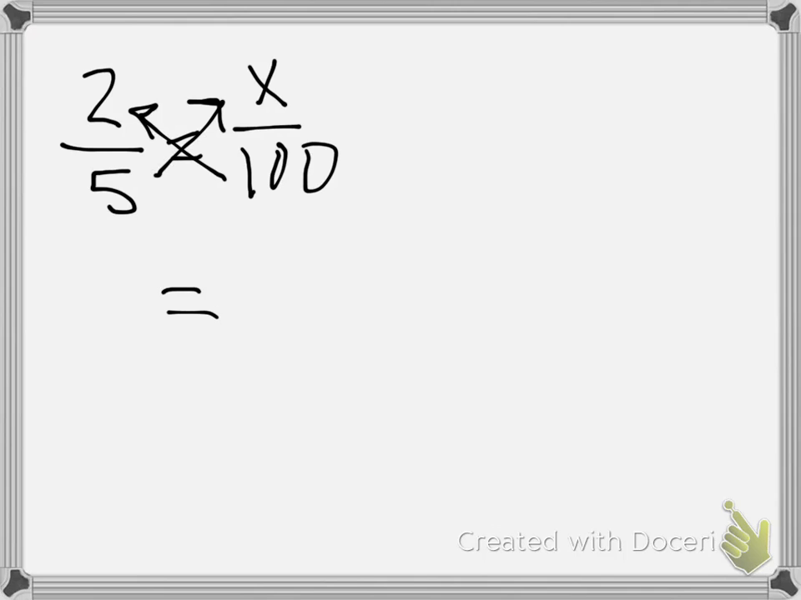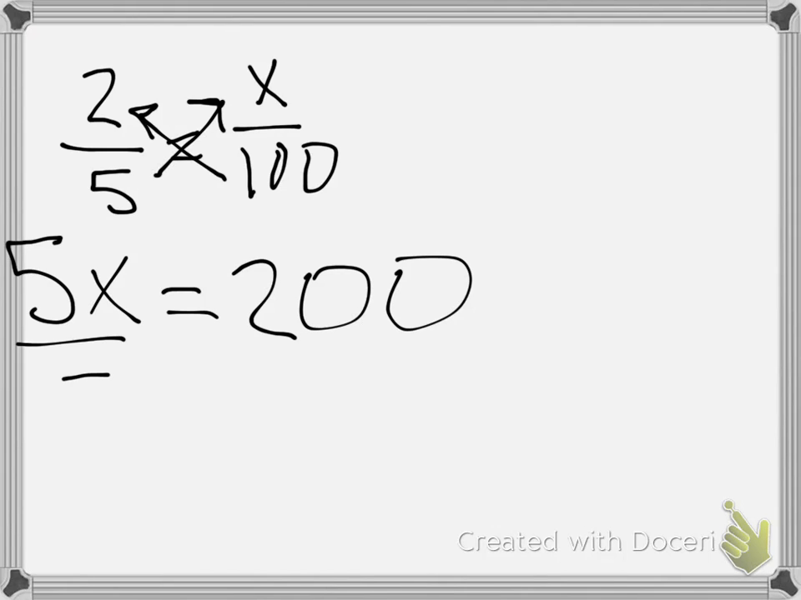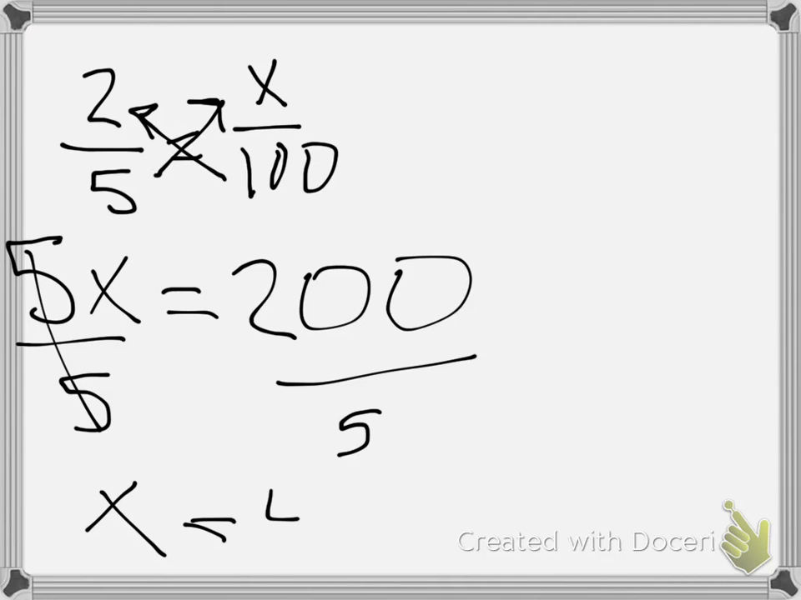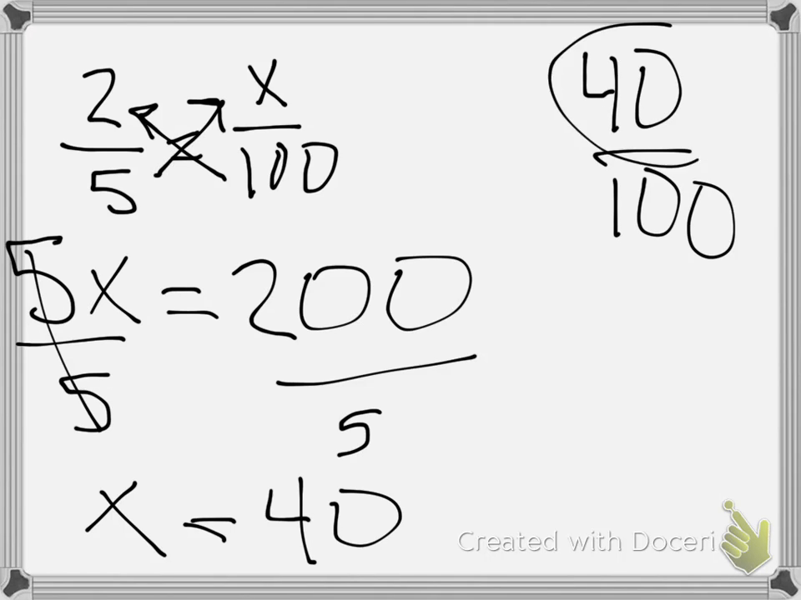We bring our equal sign down, and we choose our variable on the left, so 5 times x is 5x. 2 times 100 is 200. Divide both sides by 5. We would get x equals 40. So if I were to plug that 40 back in for x, we would have 40 100ths. So what is that as a percent? Well, it's 40%.